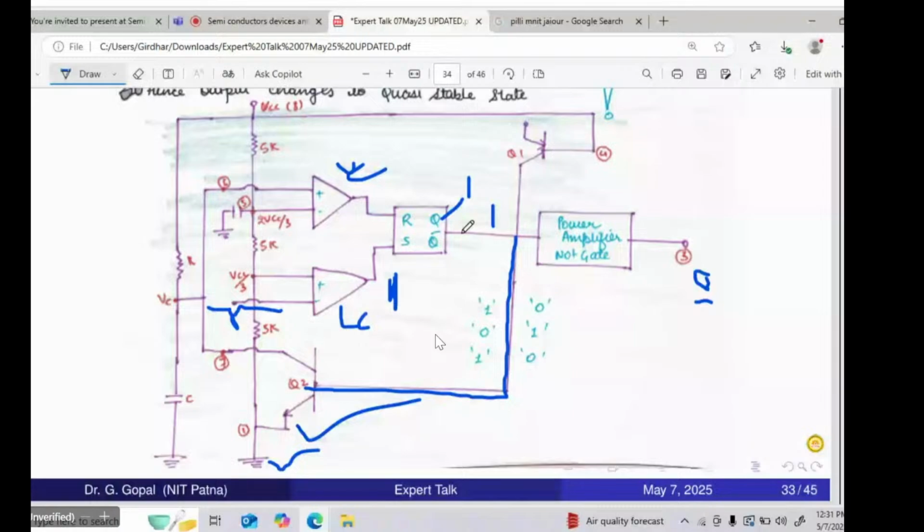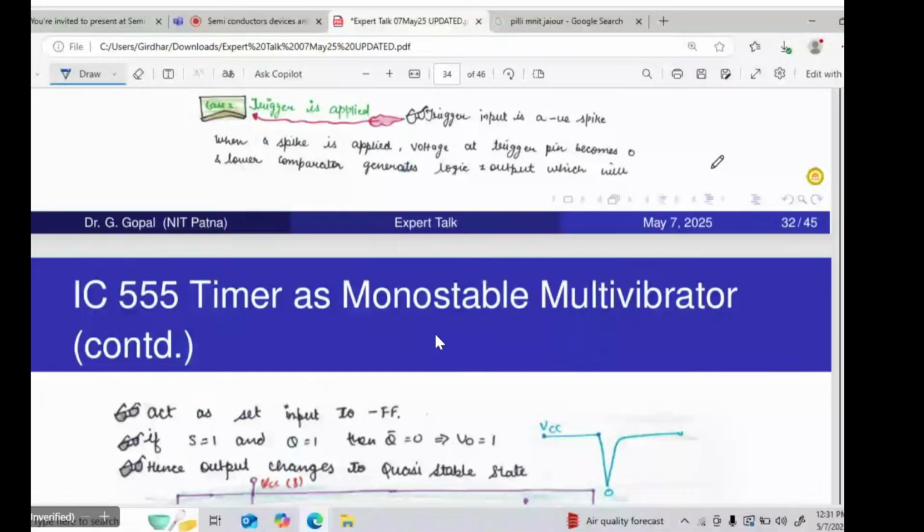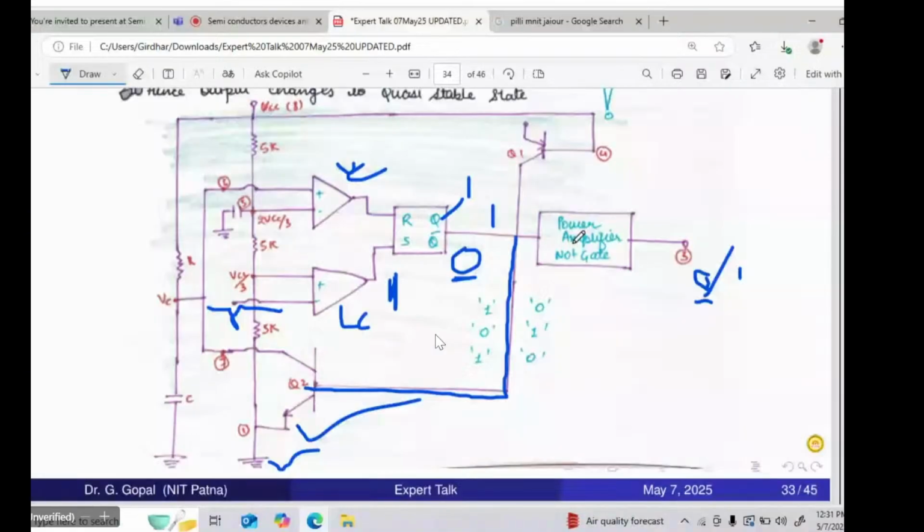Output is V0 is Q1, QR is 0. Q1 means set, Q is 1, QR is 0. What is the output here? Now the output is 1. So V0 changes to the quasi-stable state, because we have already considered the stable state is 0 and the quasi-stable state is 1, right? So this is the operation when the output is 1.